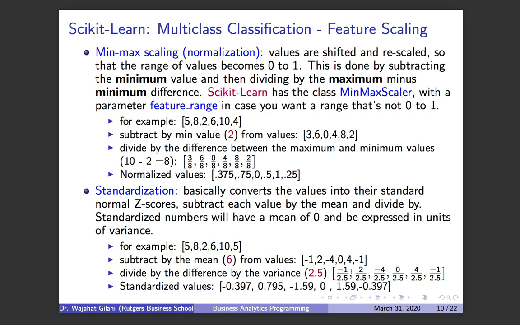We divide each of these values by 2.5. And I get standardized values, these values right here. There's a 0 in there, and there are all these other kinds of values. But again, they become standard z-scores. So we rescaled everything.